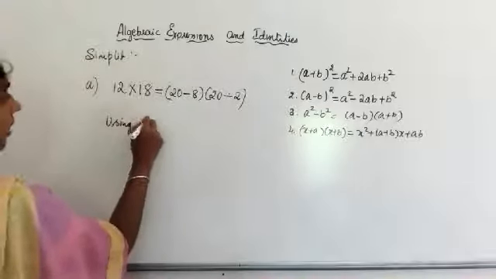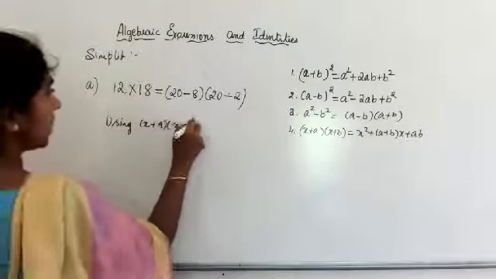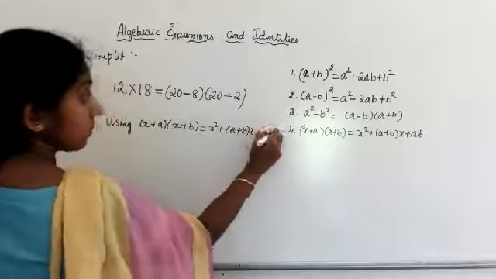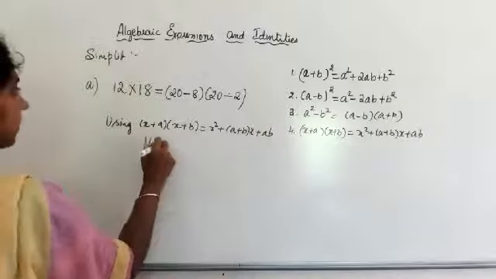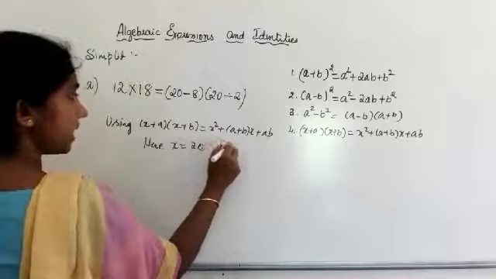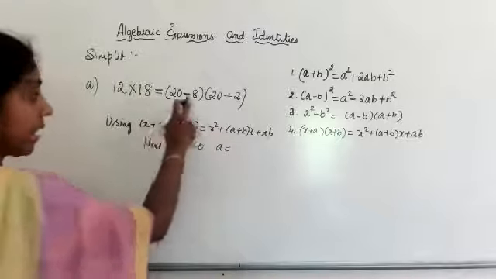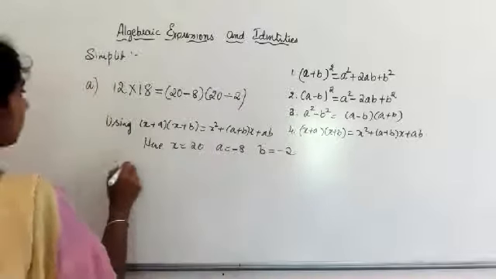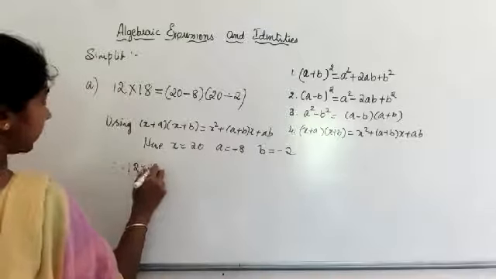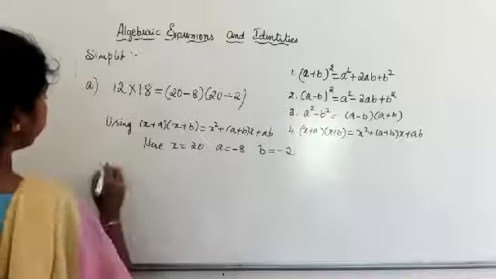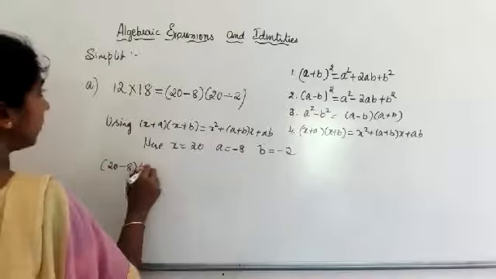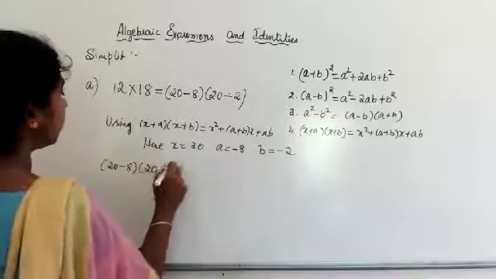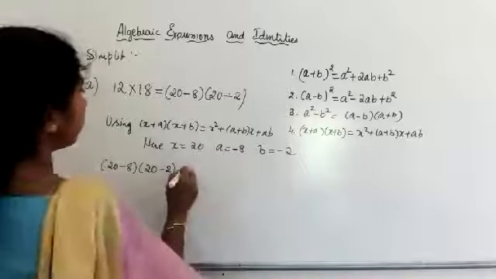So we are using x plus a into x plus b is equal to x square plus a plus b into x plus ab. Now we will write here x is 20, a is minus 8, b will be minus 2. Therefore, 12 into 18, so 20 minus 8 into 20 minus 2 will be equal to what?